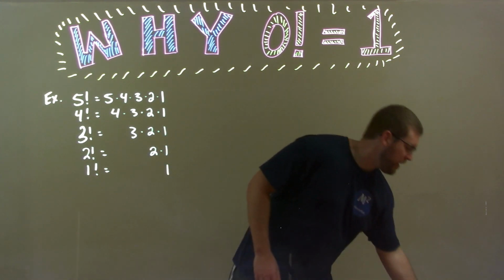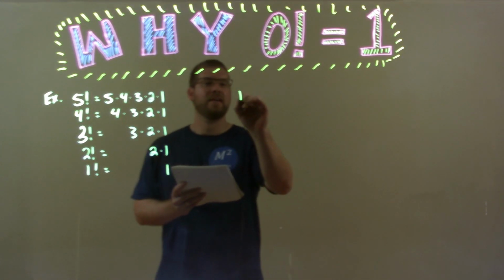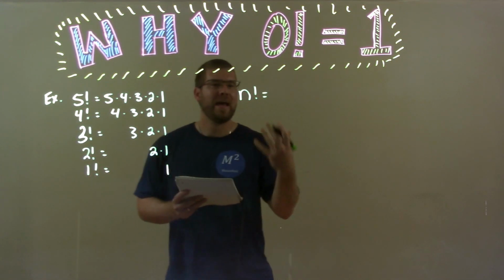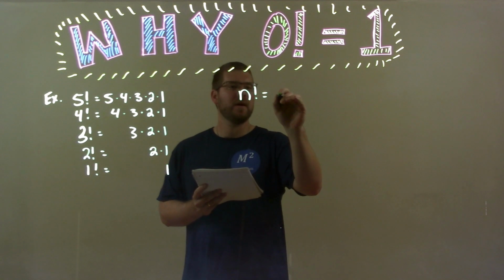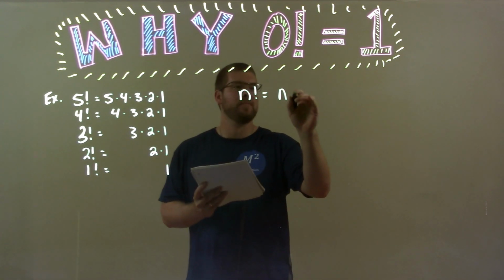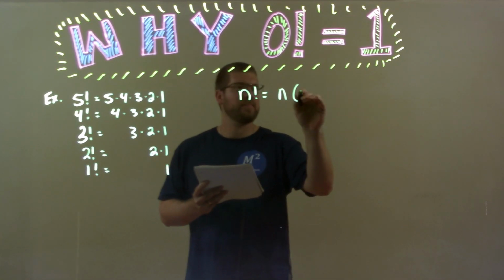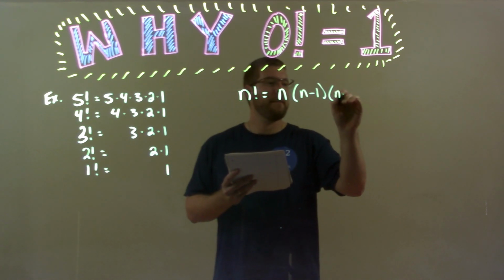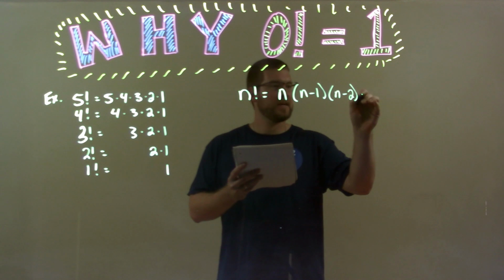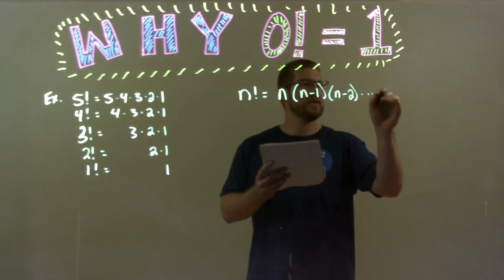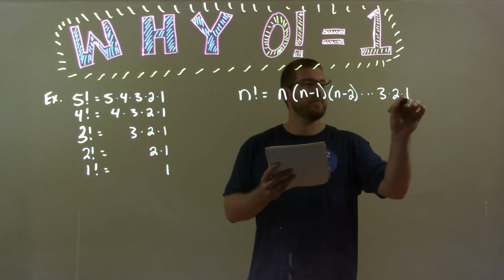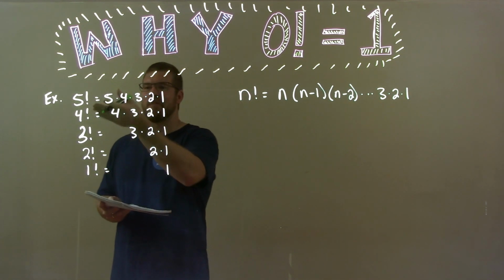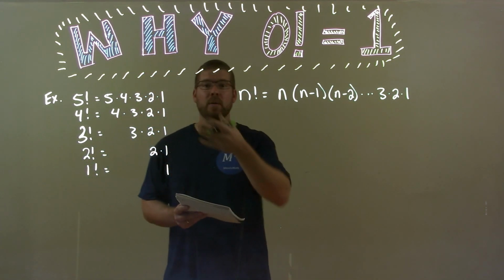So let's start with n factorial. What is n factorial? Well, n factorial is the integer n itself, times the integer below it, n minus 1, times the integer below that, n minus 2, times and so on, until we get to 3 times 2 times 1. We have an example right here: 5 times 4 times 3 times 2 times 1.